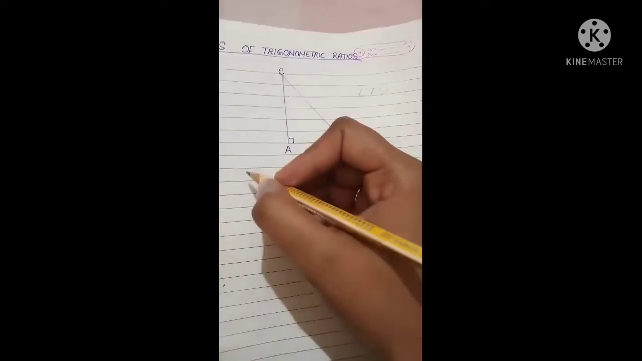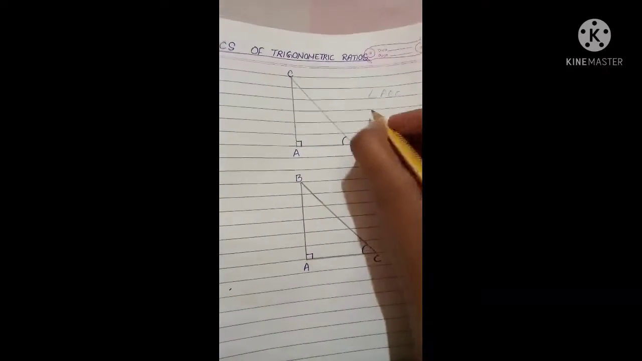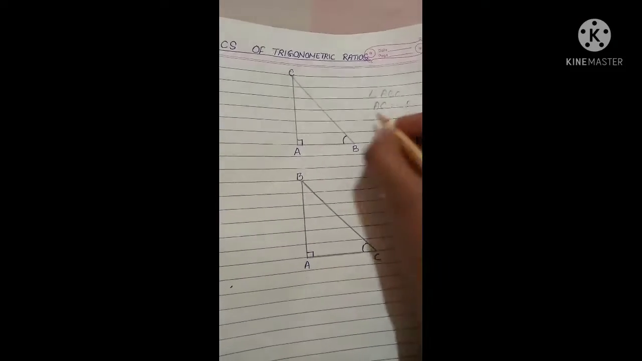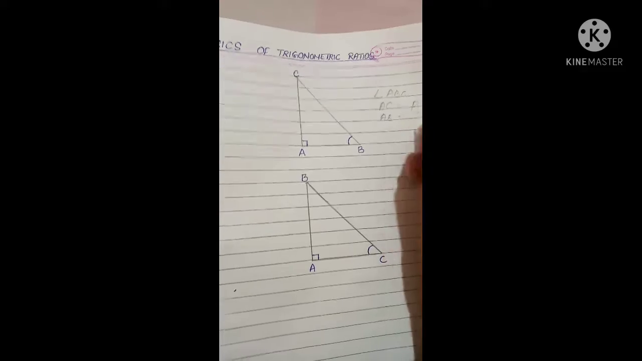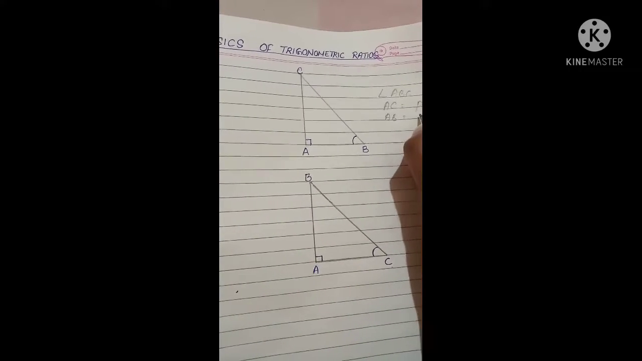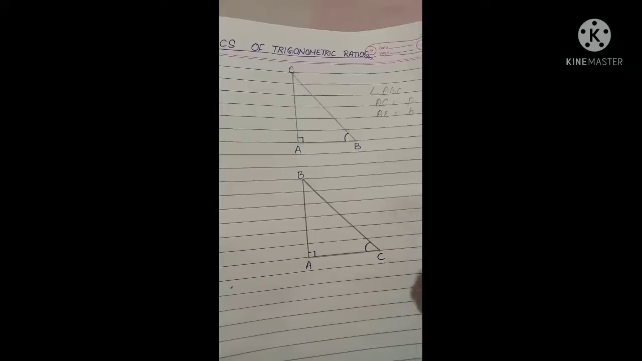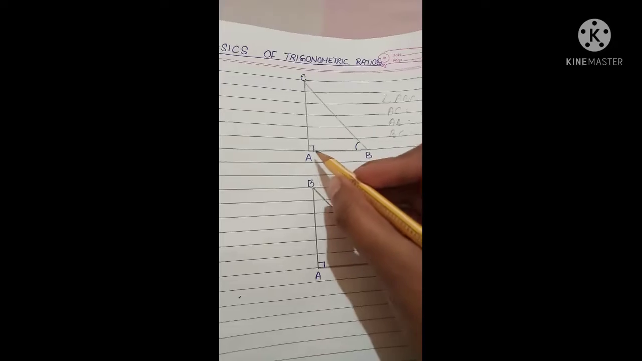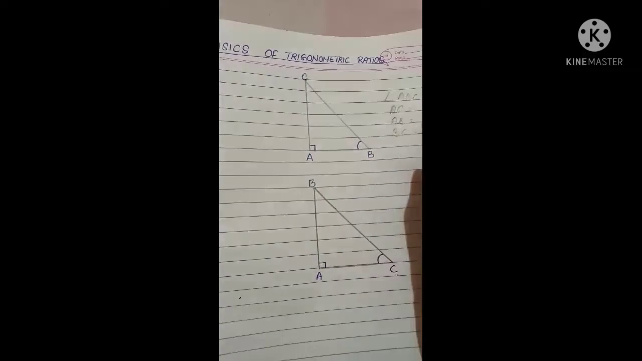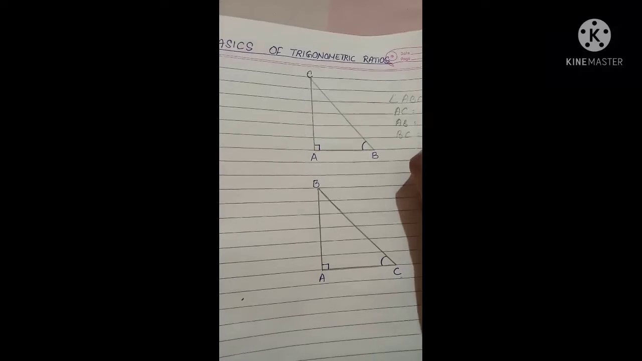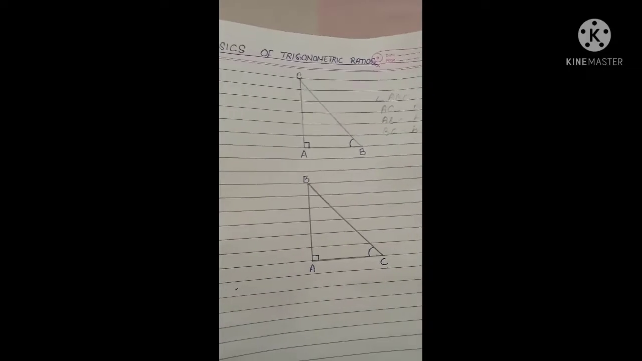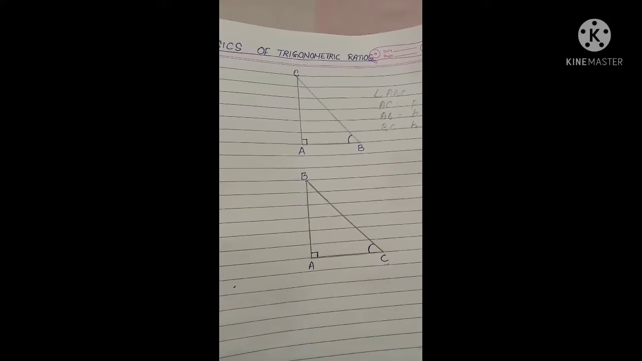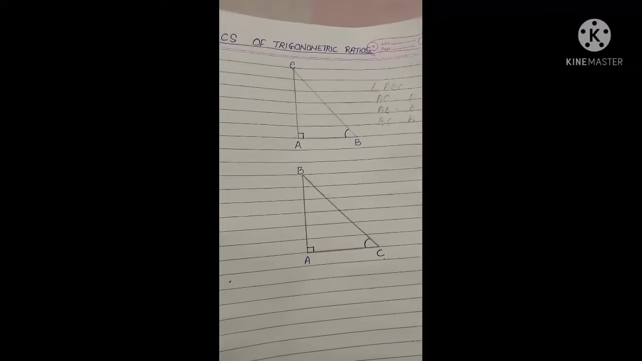Okay, now the side located just opposite to it, AC, is known as perpendicular. Okay, and the side AB, which is a part of angle ABC, is known as the base. And side BC, which is located just opposite to the right angle, which is angle BAC, is known as our hypotenuse. Note that the position of the sides changes when you consider angle C in place of angle B.